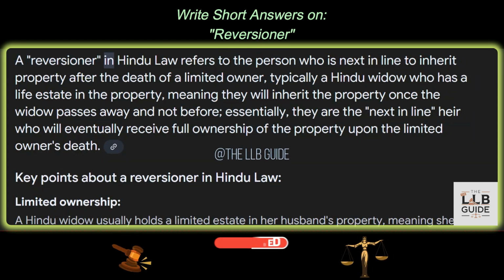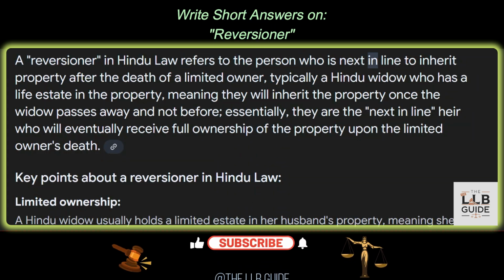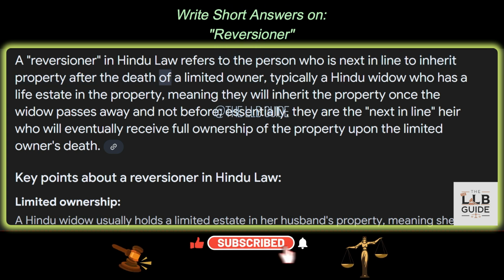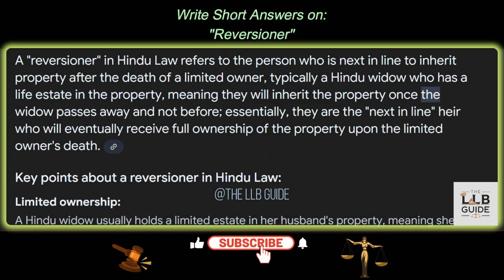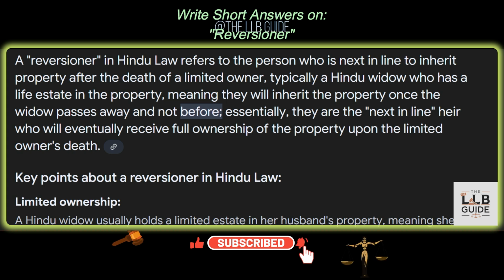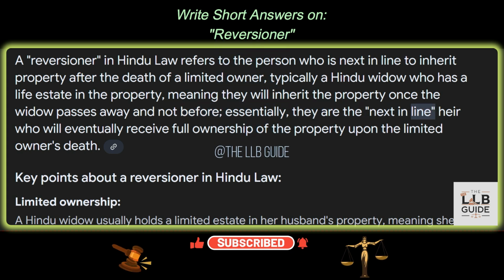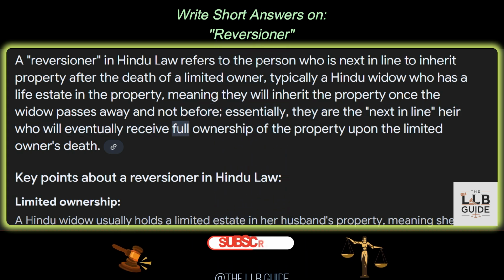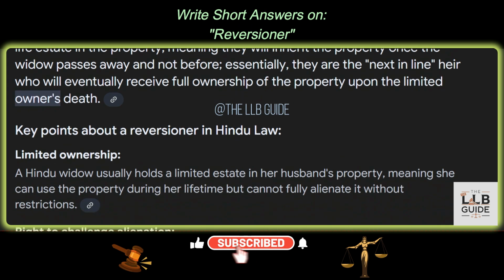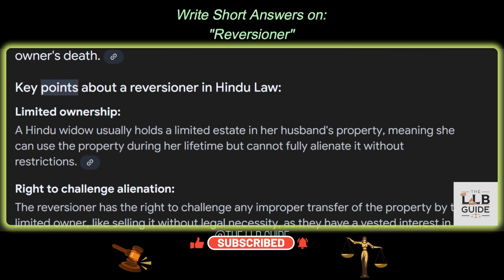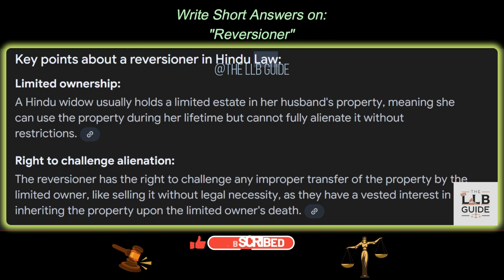A reversioner, in Hindu law, refers to the person who is next in line to inherit property after the death of a limited owner, typically a Hindu widow who has a life estate in the property, meaning they will inherit the property once the widow passes away and not before. Essentially, they are the next in line heir who will eventually receive full ownership of the property upon the limited owner's death. Key points about a reversioner in Hindu law.